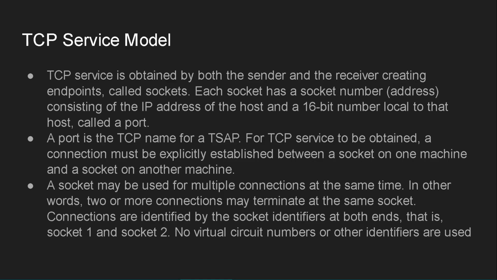For a TCP service to be obtained, a connection must be explicitly established between a socket on one machine and a socket on another machine. A socket may be used for multiple connections at the same time. In other words, two or more connections may terminate at the same socket. Connections are identified by the socket identifiers at both ends, that is, socket 1 and socket 2. No virtual circuit numbers or any other identifiers are used.